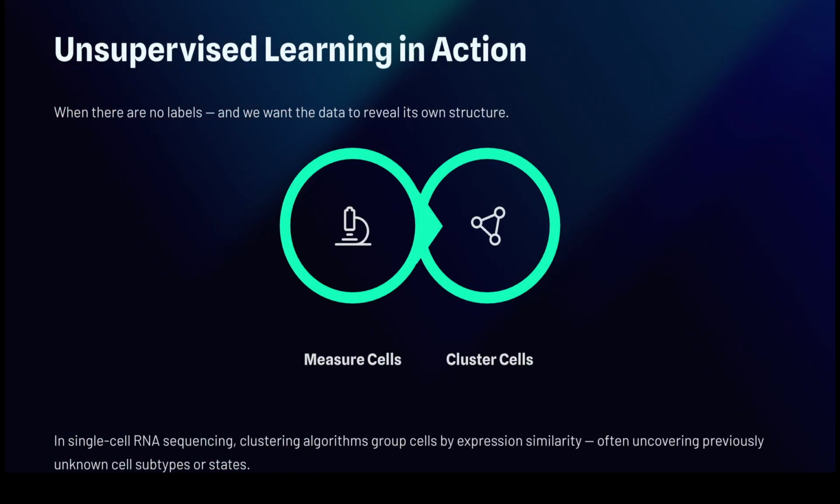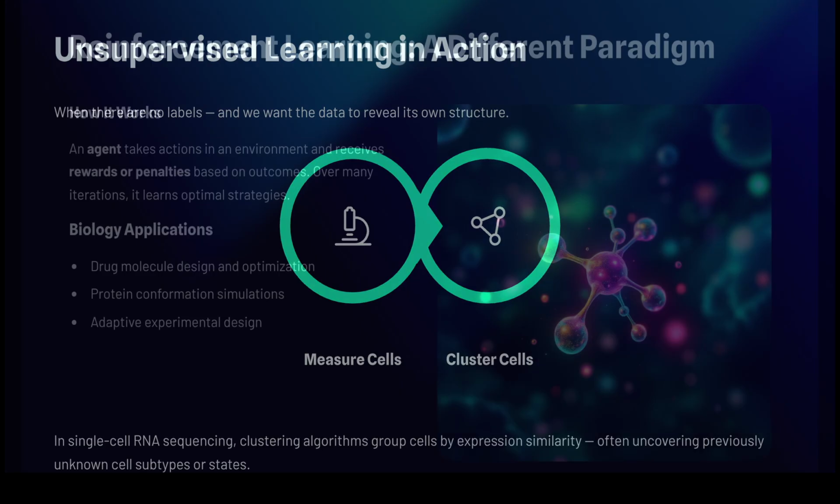Unsupervised learning is used when the data does not have labels. The algorithm tries to discover structure within the data. For example, in single cell RNA sequencing, we may measure expression of thousands of genes in thousands of cells. The algorithm groups similar cells together, which often reveals different cell types.